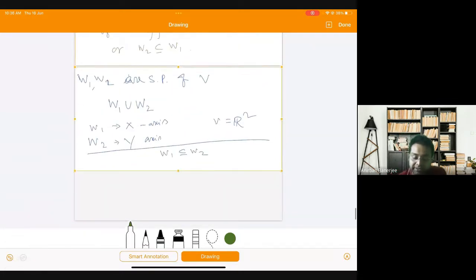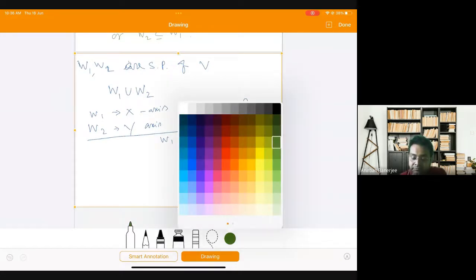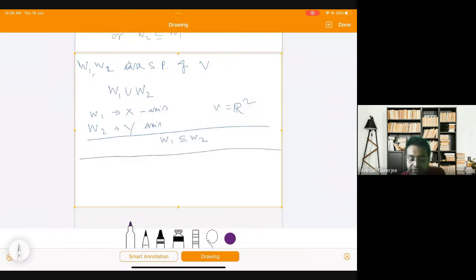But what we can see is that if this is not the case, that one is contained in another one, then, in the example you gave us, let's say this is R2, this is the x-axis, our W1, and this is the y-axis, our W2. So we'll miss any vectors which are here, right? We can only represent the vectors which are on the x-axis or on the y-axis.